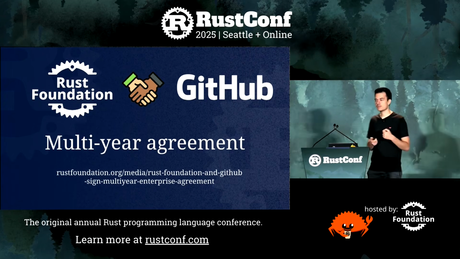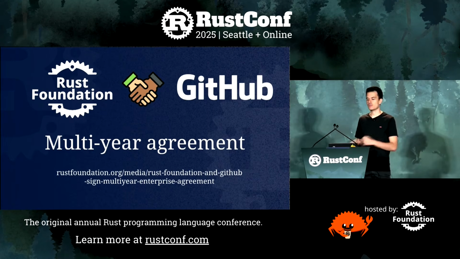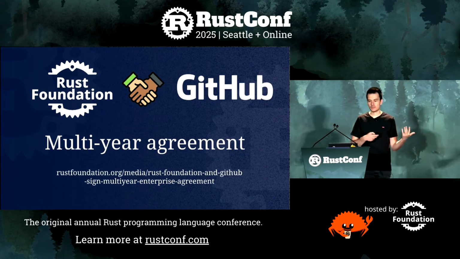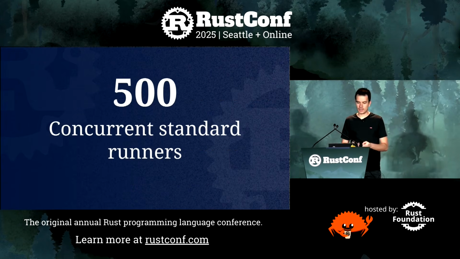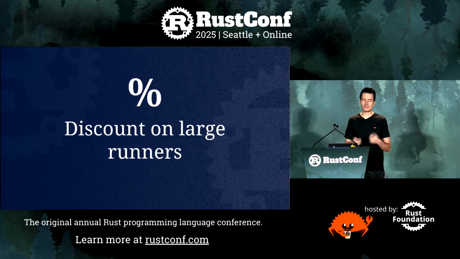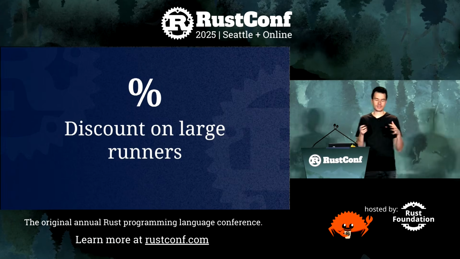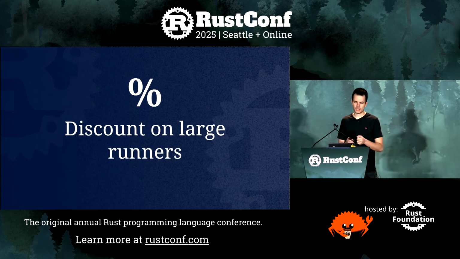We used the large runners for a while when they were in beta, but now they are stable. And so it was time to formalize our sponsorship with GitHub. In Q1 this year, the Rust Foundation signed a multi-year agreement with GitHub where we got some nice stuff. First of all, we get 500 concurrent standard runners, which compared to the 20 that GitHub gives in the free plan, are much more. They also gave us a discount on the large runners. Plus, they helped us get some sponsorship from Microsoft to cover some of the remaining costs with Azure credits.